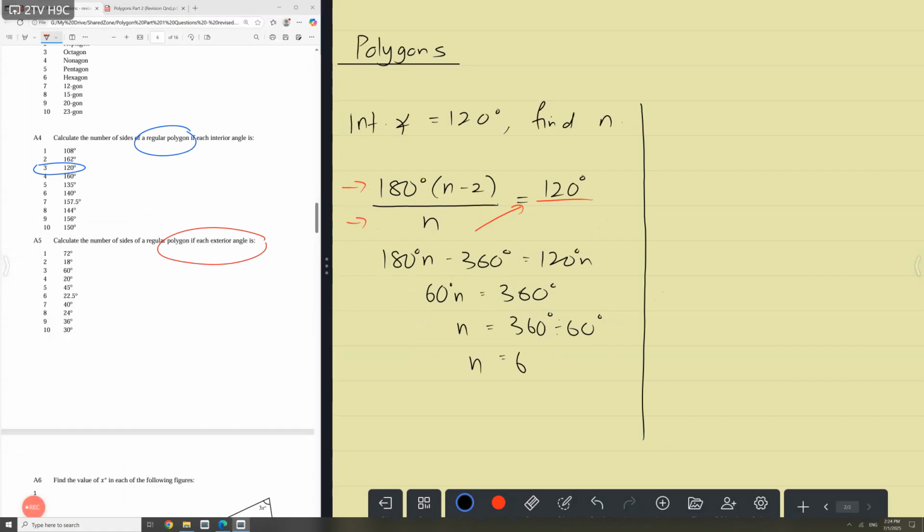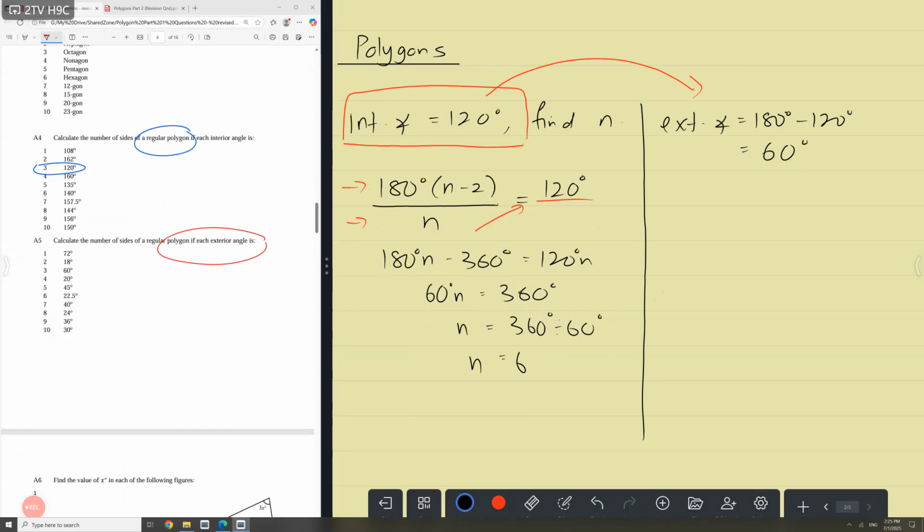Based on our question right now, back to number 3, where the interior angle is 120 degrees. From here, if the interior angle is 120 degrees, I can say the exterior angle equals 180 degrees minus 120 degrees, which is 60 degrees. So the exterior angle for this polygon is 60 degrees, and all the exterior angles are 60 degrees.